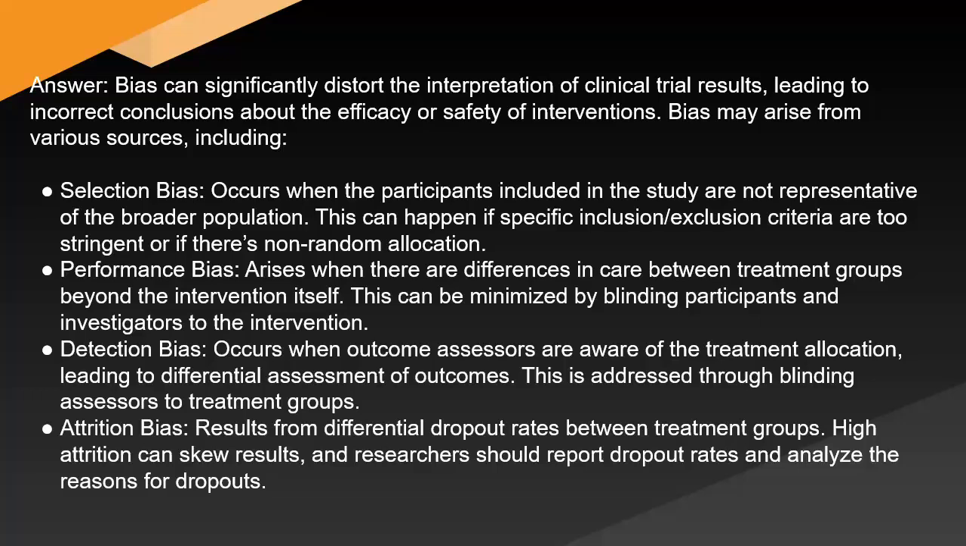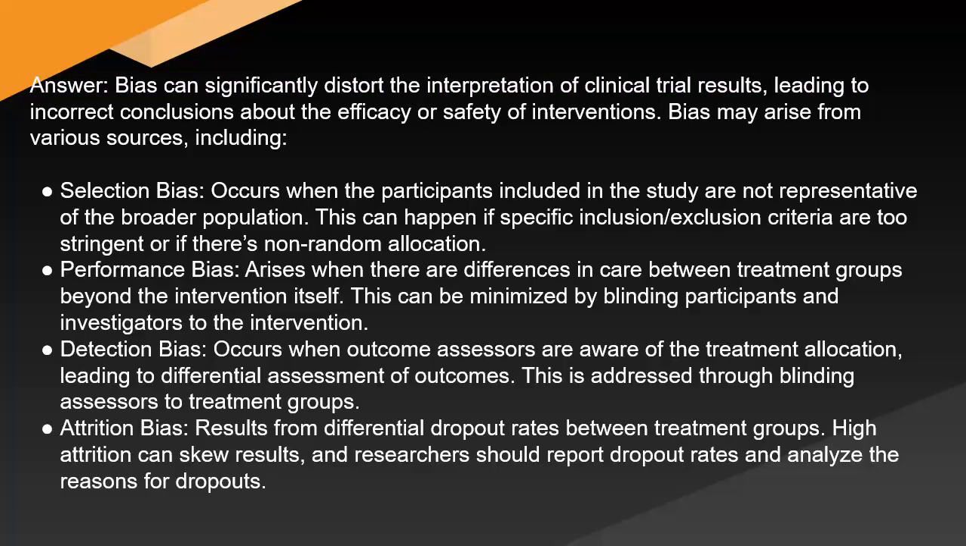This can happen if specific inclusion-exclusion criteria are too stringent or if there's non-random allocation. Performance bias arises when there are differences in care between treatment groups beyond the intervention itself. This can be minimized by blinding participants and investigators to the intervention. Detection bias occurs when outcome assessors are aware of the treatment allocation, leading to differential assessment of outcomes. This is addressed through blinding assessors to treatment groups.